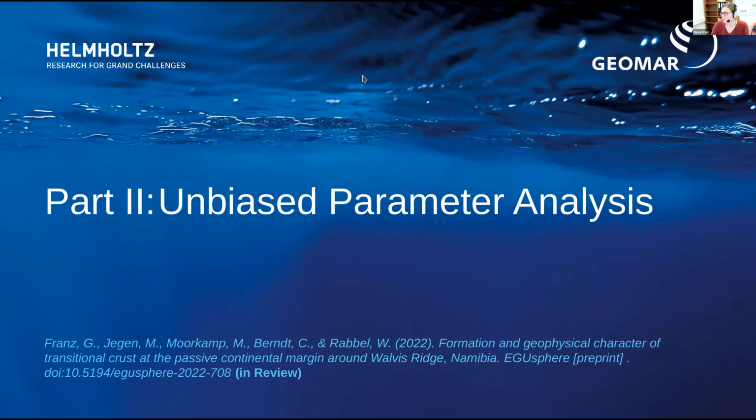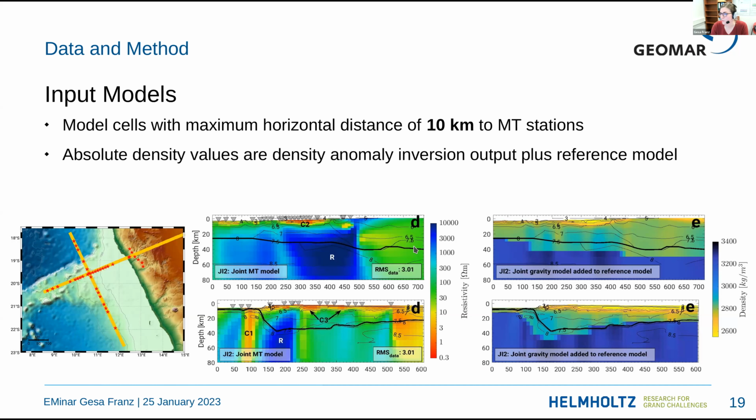Just very quickly here, the input models. That's the models from the actual joint data inversion, so from the gravity data and the MT data. So we have a resistivity model and we have a density model. And for better comparability with other data, we also used absolute density values here. So what's imaged, although the inversion input is a density anomaly.